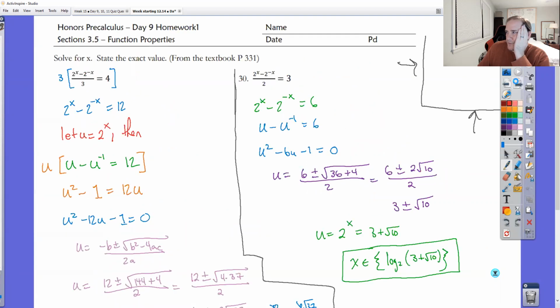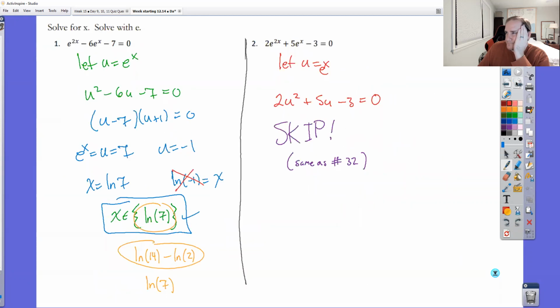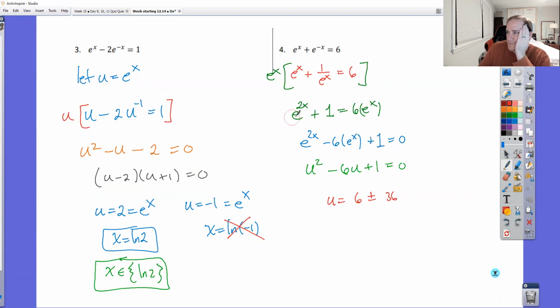Nah, just feels pretty similar. Okay, so it'll be 36 minus 4. So that'll be 32 all over 2. So this will be 32, which is 16 times 2. So this will be 6 plus or minus 4 root 2 all over 2, which means it's going to be 3 plus or minus 2 root 2.